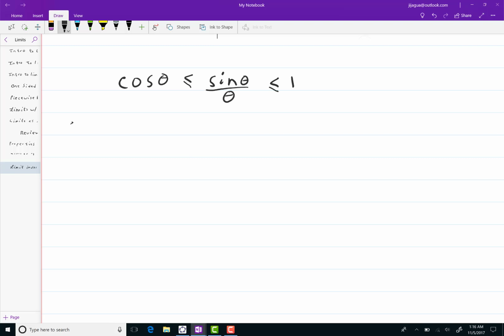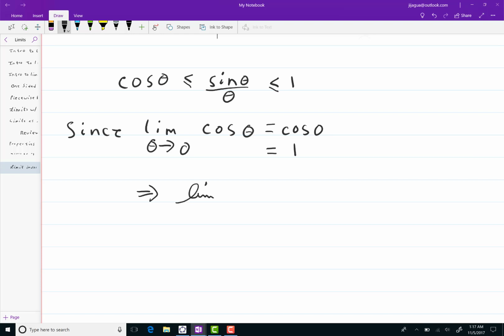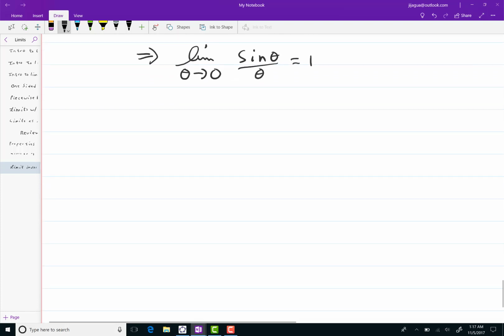Well, we talked about this earlier. The limit as theta goes to 0 of cosine of theta equals cosine of 0, which is equal to 1. So the limit of 1 as theta goes to 0 is just 1. So what you have is cosine of theta and 1 are both going to 1. That forces, via the sandwich theorem, sine of theta divided by theta to equal 1. Or squeeze theorem. I don't know what I'm calling it; it's either squeeze or sandwich theorem.